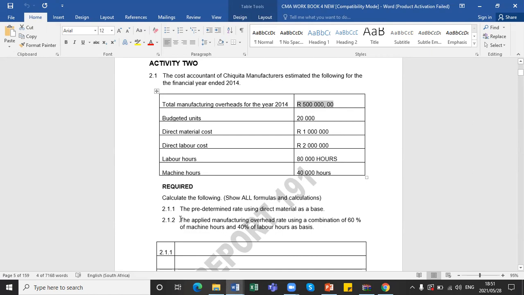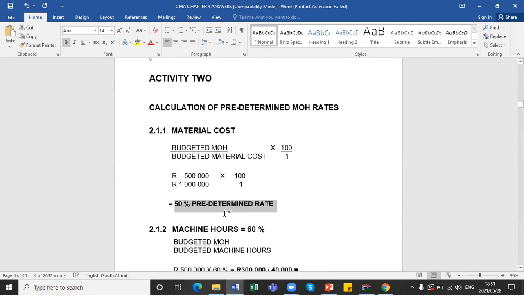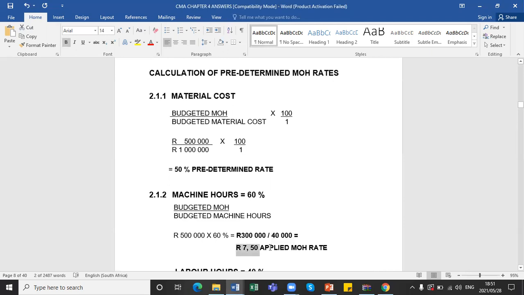In 2.12, they ask you to calculate application MOH rate. It's the same as predetermined rate, a combination of 60% of machine hours and 40% labor hours. That means you must calculate 2 predetermined rates using machine hours as the base and using labor hours as the base. So my formula is budgeted overheads over budgeted machine hours. Now my budgeted overheads was 500,000. So I'm only going to use 60% of it, which gives me 300,000. And I'm going to use the full 40,000 machine hours. And there's my predetermined rate.